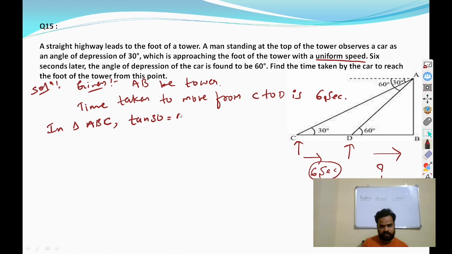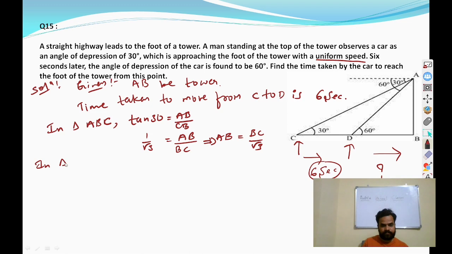Tan 30 is equal to AB by BC. Tan 30 value is 1 by root 3, is equal to AB by BC. So AB is equal to BC by root 3. Keep as it is. Now I will take one more triangle.